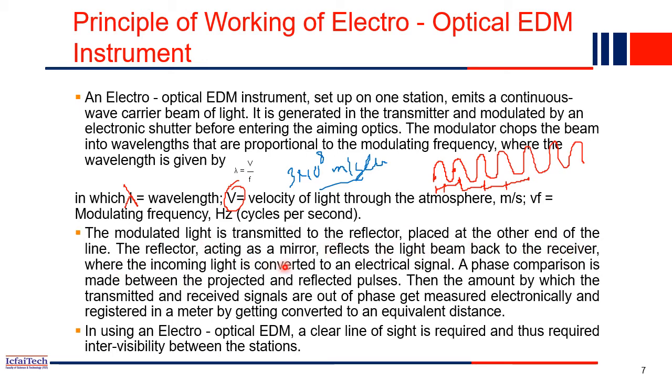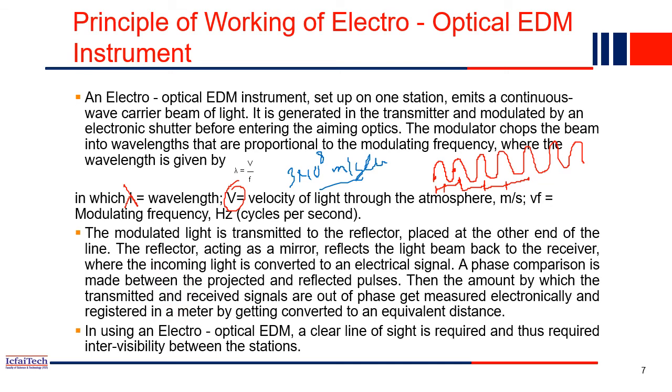The reflector, acting as a mirror, reflects the light beam back to the receiver, where the incoming light is converted into an electronic signal. A phase comparison is made between the projected and the reflected pulse, then the amount by which the transmitter and receiver signals are out of phase is transmitted electrically, registered by the meter, and converted into the equivalent distance.